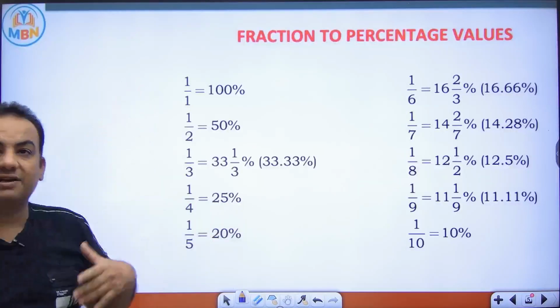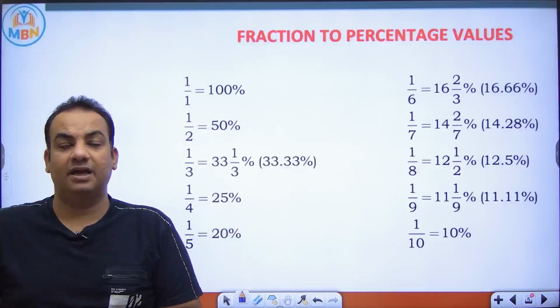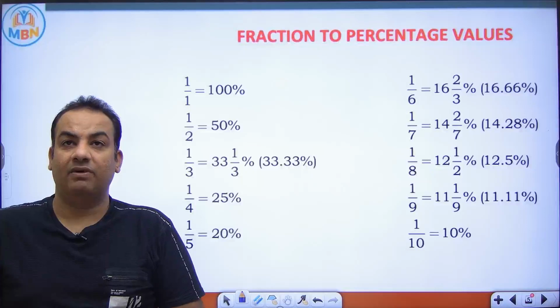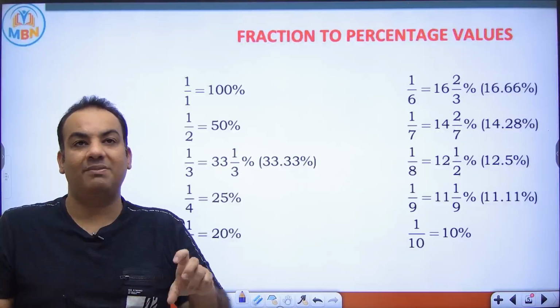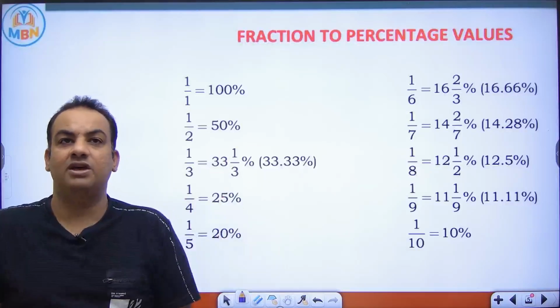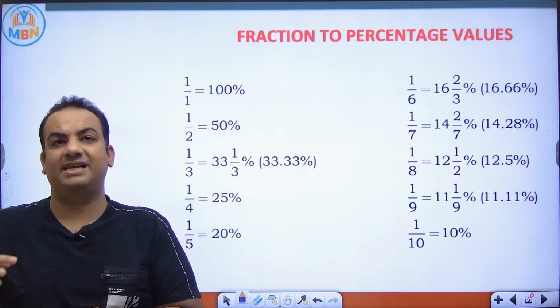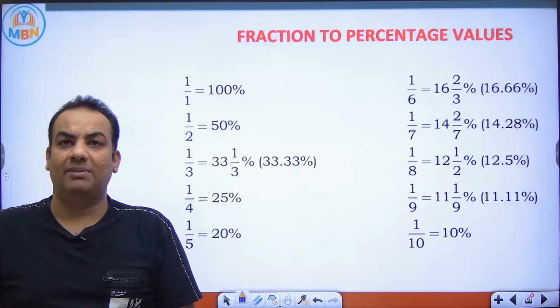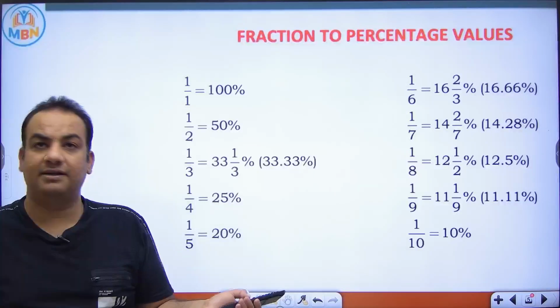So 1 by 1 is 100%, 1 by 2 is 50%, 1 by 3 is 33 1 by 3%, 1 by 4 is 25%, 1 by 5 is 20%, 1 by 6 is 16 2 by 3%. 1 by 7: because 7 is a prime number, it cannot be broken into any other number, so you have to learn this value. 1 by 7 is 14 2 by 7%, or in decimal 14.28%. 1 by 8 is 12.5%. 1 by 9 is 11 1 by 9%, and 1 by 10 is 10%.